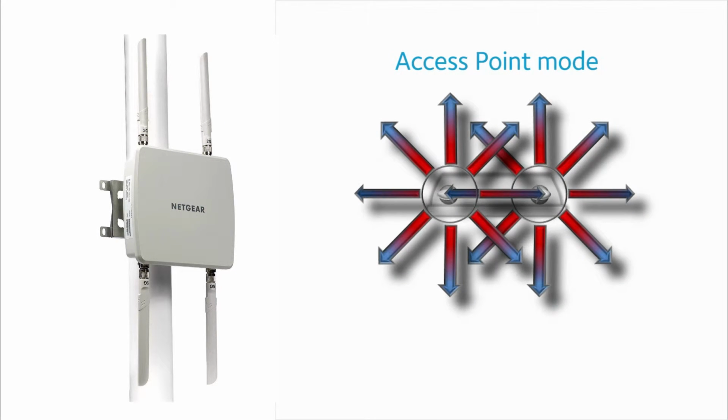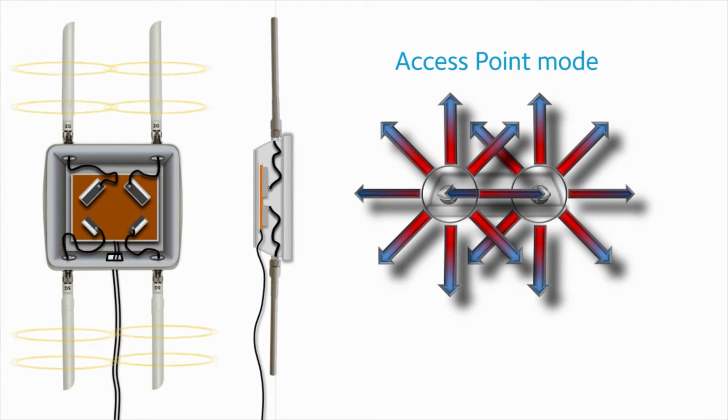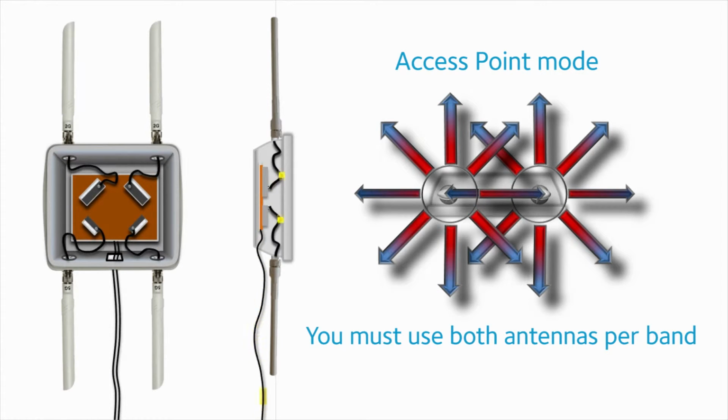For this application, it is best to mount the AP on a pole so that you can benefit from the near circular pattern of transmission that these antennas will give you. Remember that you must use both antennas per band or the system will not operate.